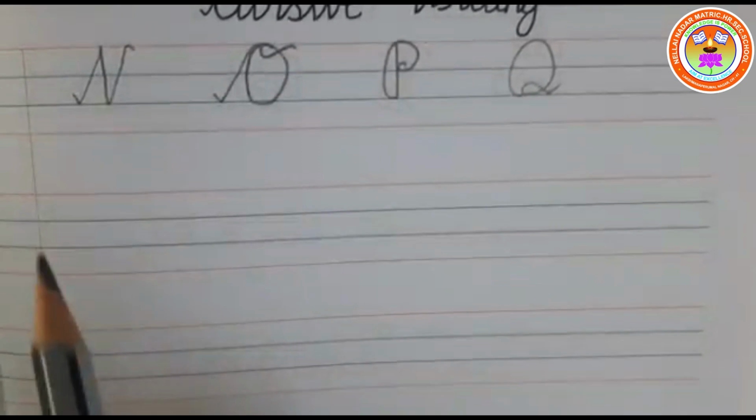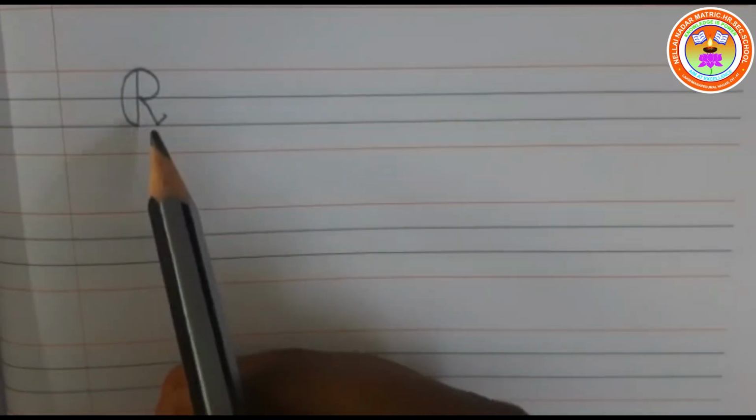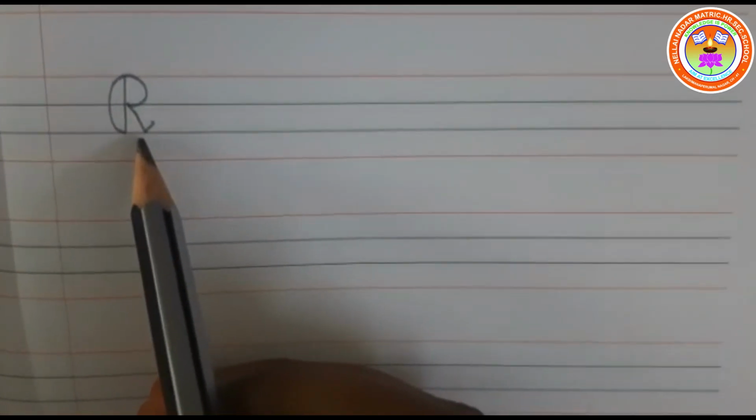Okay, after this, next letter is R. R is also the same as P. Okay, put like this. Here you have to put a small slanting line and tail. This is capital letter R.